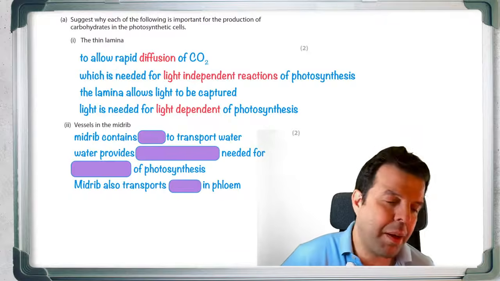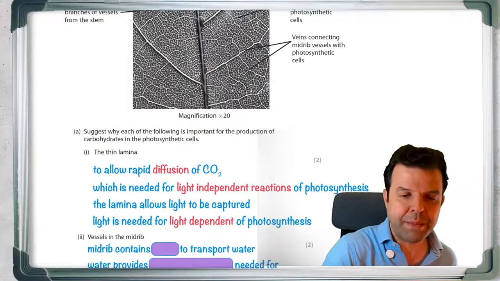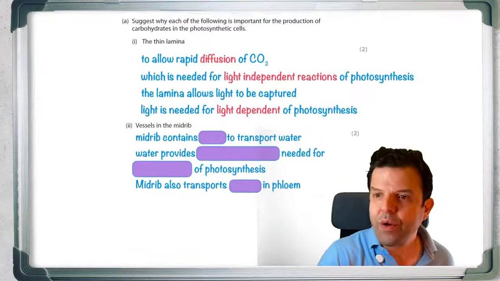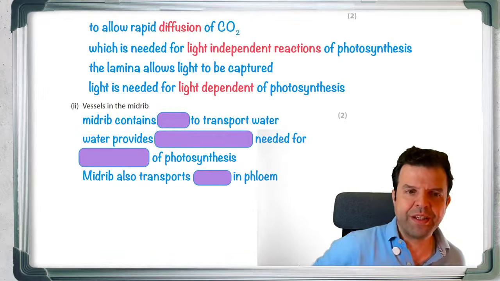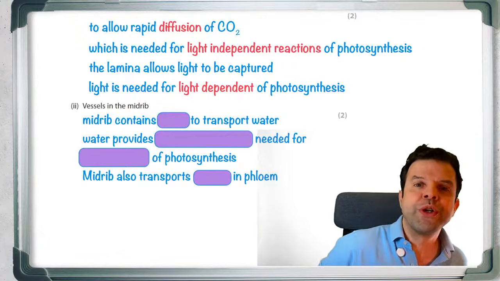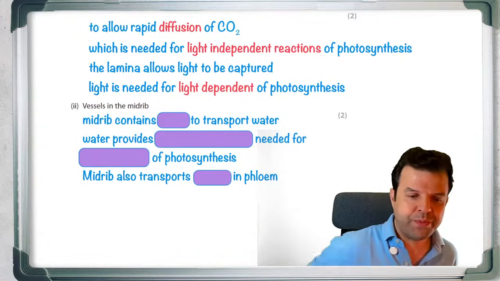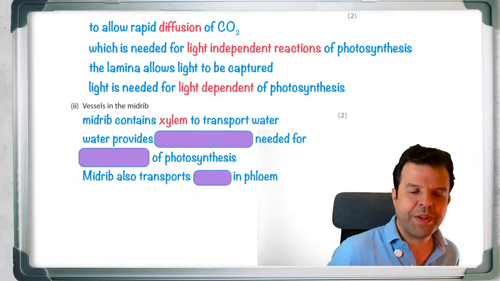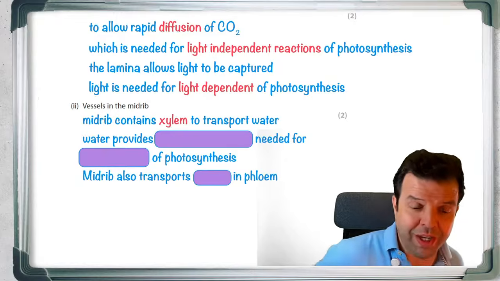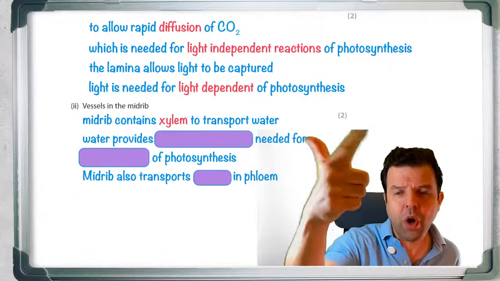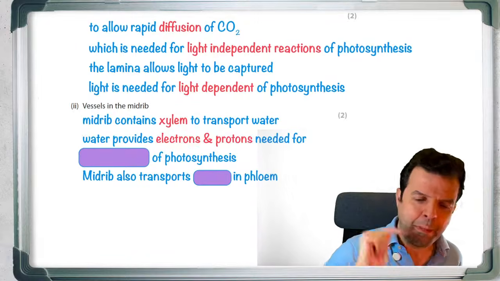How about the midrib? What's a midrib? That's a midrib here, okay? Veins of the leaf. What do the veins contain? Midrib contains tissue to transport water. What do we call that? Tissue to transport water. There is xylem, which provides not only water and minerals.